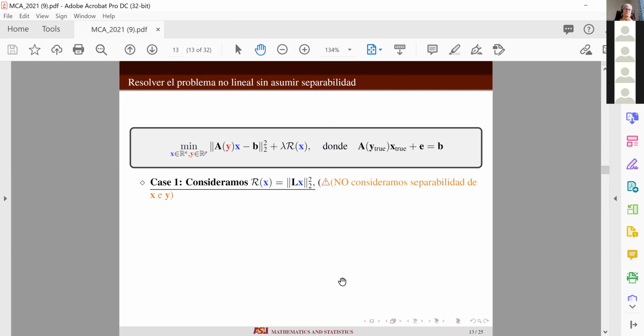All right, so as I mentioned at the beginning, we really would like to put more complicated things here. So we'll start by putting the regularization that is the 2 norm of Lx. Okay, so Julian's work has L equal the identity. So the first step to generalize that work a little bit is to change the identity matrix by some other matrix here.